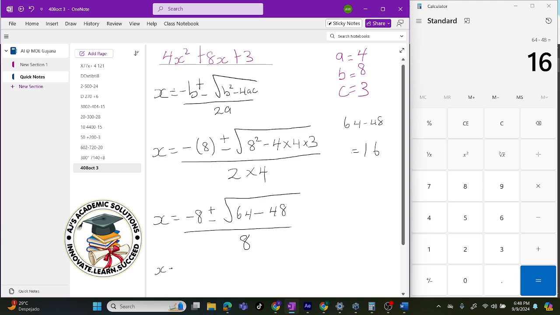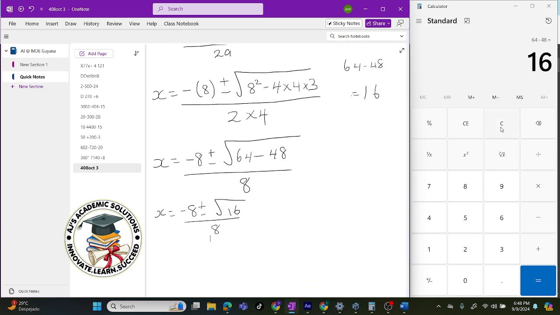So x is equal to negative 8 plus or minus the square root of 16 being divided by 8. So with that established, we now need to solve for the square root of 16. I haven't really done this here, so let me see. In this case, I do 16 square root, good, 4. Now in some calculators, you have to tap the square root symbol first and then enter the number. But for the calculator that I'm using here, I enter the number and then I tap square root and it gives me 4. So x is equal to negative 8 plus or minus 4, which is being divided by 8.